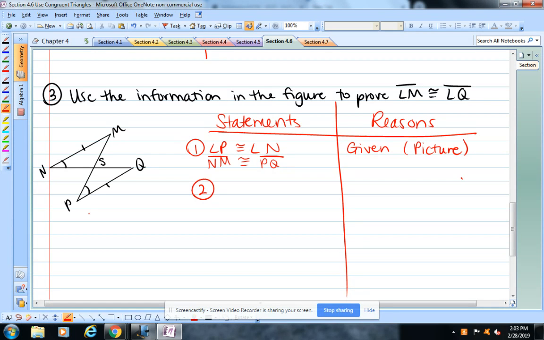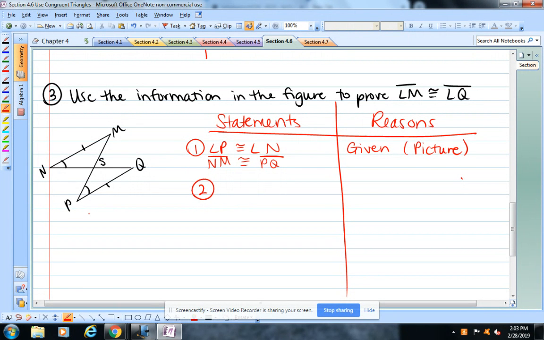Y'all have to have a geometric reason to say something's congruent. It has to be the same thing congruent to itself. It has to be because we have the word midpoint or bisector. It had to be because of vertical angles or parallel lines that gave us all these angles congruent. We have to have a reason. We can't just say something's congruent because I want it to be or it looks like it. We have to have a geometric reason.